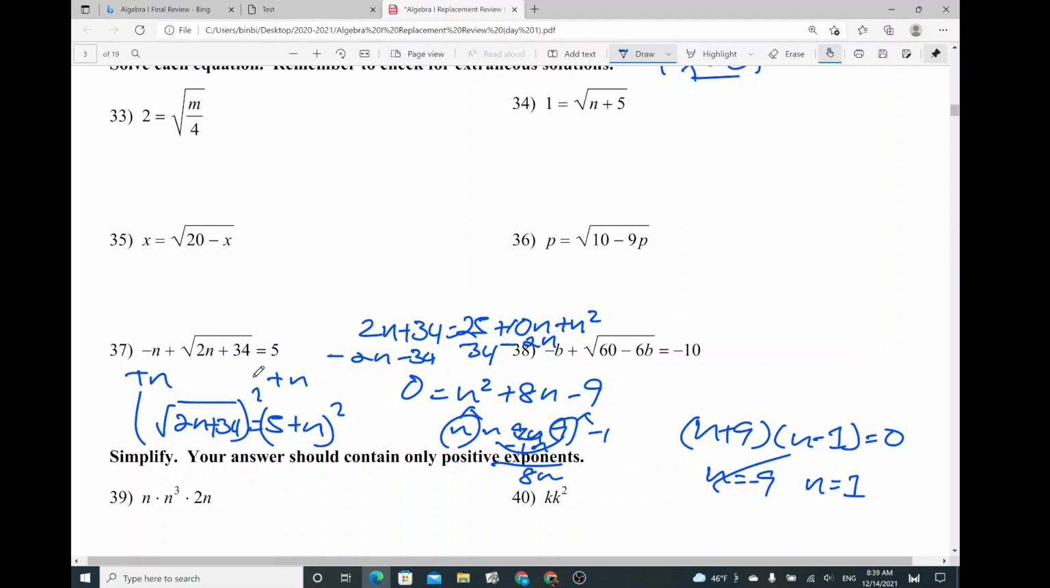So plug in 1 here, so n times 1, so that's 2. 2 times 1, that's 2. So 2 plus 34, 36, square root of 36, that's 6. And then negative 1, subtract 1, so it's 5. So this one would be the valid solution.